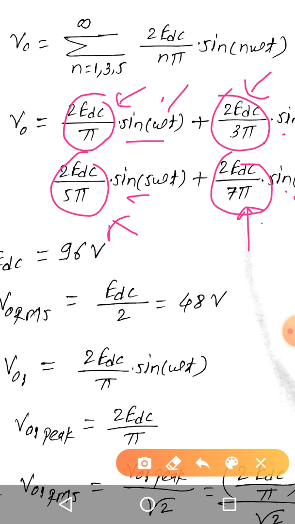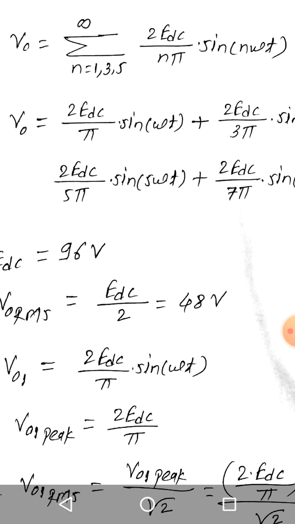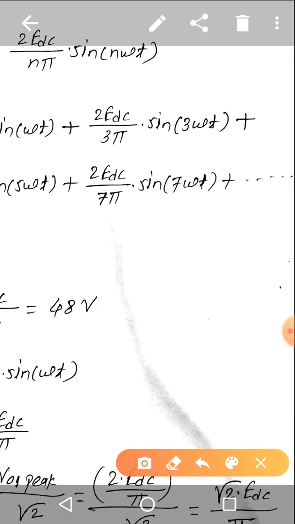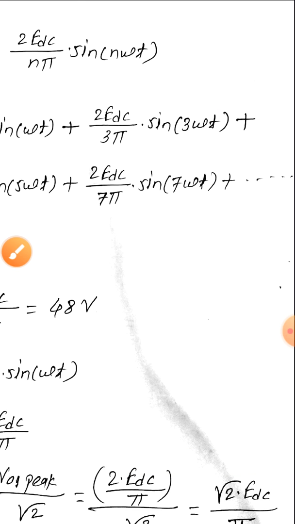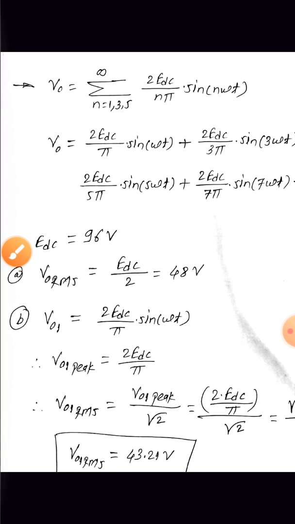It is omega, right? What about the frequency of the third harmonic component? It is 3 omega. The fifth harmonic? It is 5 omega. And the seventh harmonic? It is 7 omega. So can we say that as the order of the harmonic goes on increasing, its frequency also goes on increasing, but its output voltage goes on decreasing, right?